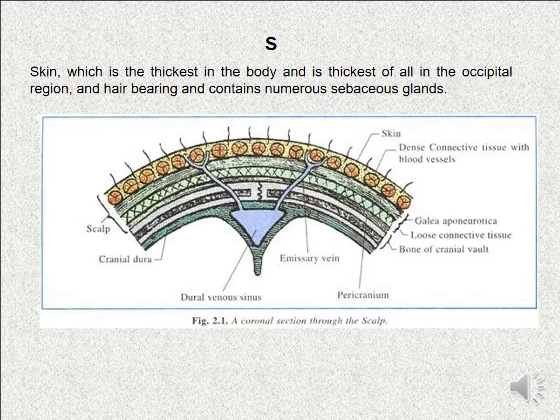The first layer, the outer layer, is the skin, the letter S, which is the thickest skin in the body, and the thickest part of all is the occipital region. The thickest part of the skin in the body is the scalp, and the thickest part of the scalp is the posterior part, the occipital region. It is hair bearing and contains numerous sebaceous glands. It is the part of the body that is completely covered with hair.